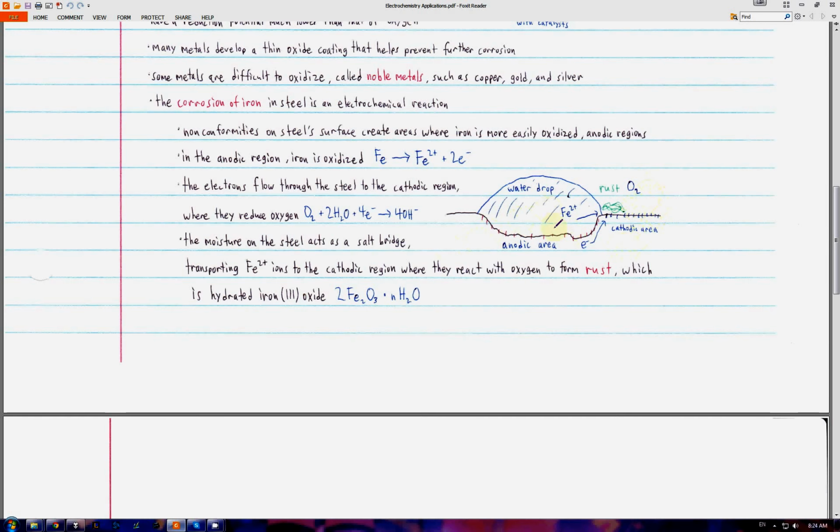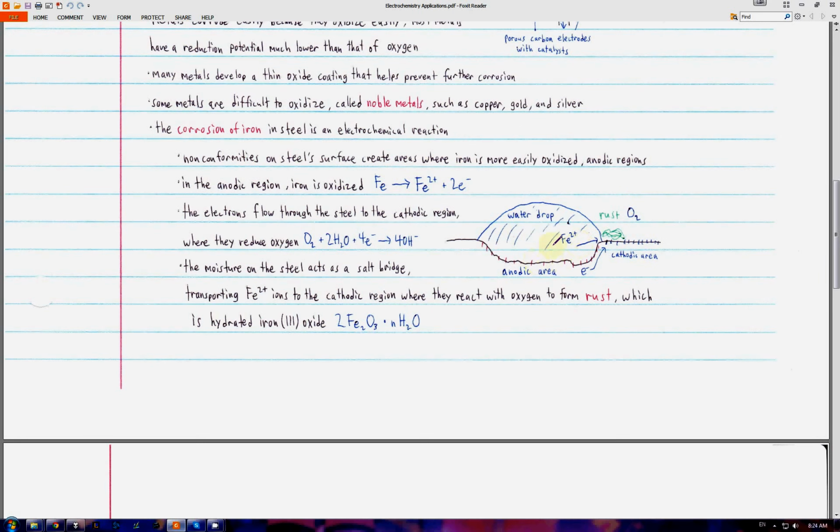Now, the Fe2+ that was produced in the anode reaction flows through this moisture, so the water kind of acts like a salt bridge to transport the ions. And then the Fe2+ goes through the water to the cathodic region, where it reacts with oxygen to form rust. And rust is just a hydrated compound of iron 3 oxide.